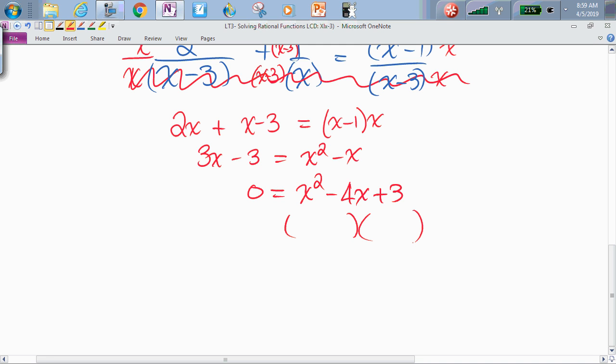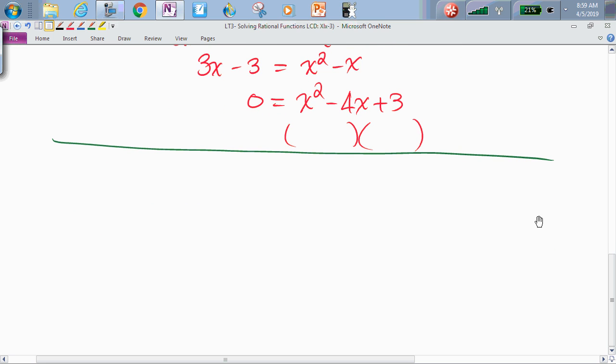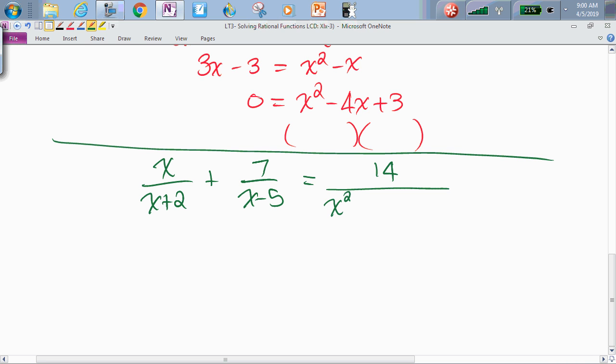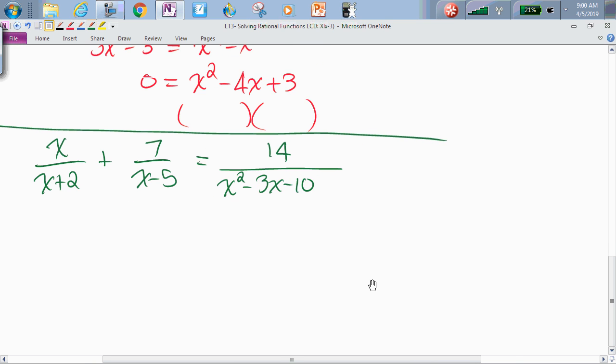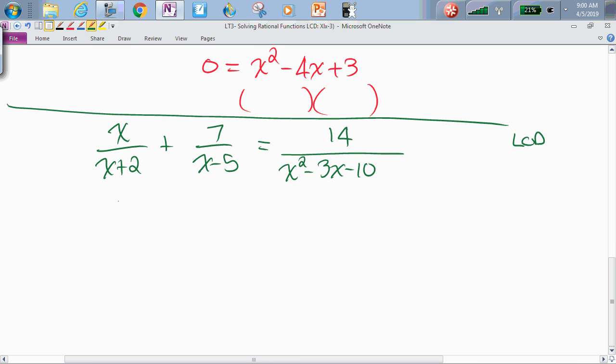All right, one more. So we have the problem x over x plus 2 plus 7 over x minus 5 equals 14 over x squared minus 3x minus 10. Your lowest common denominator, well, we can't do that yet until I get everything factored. That's the first step. Go ahead and factor it.